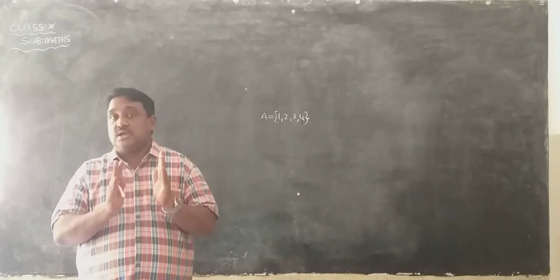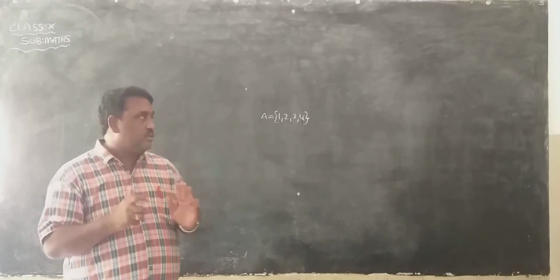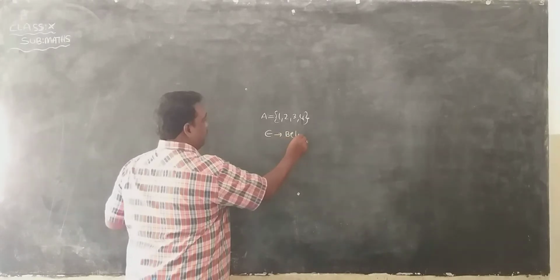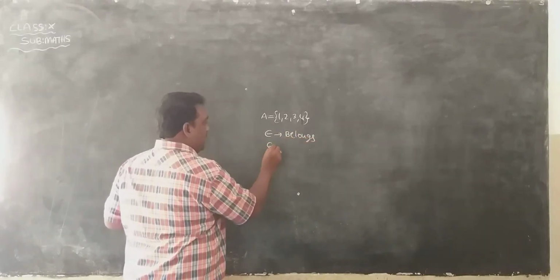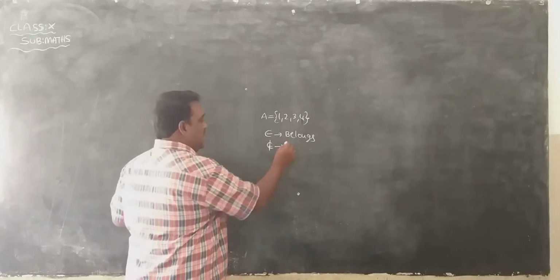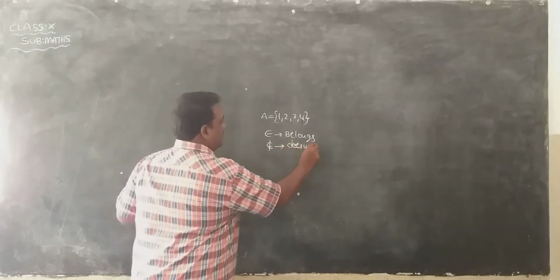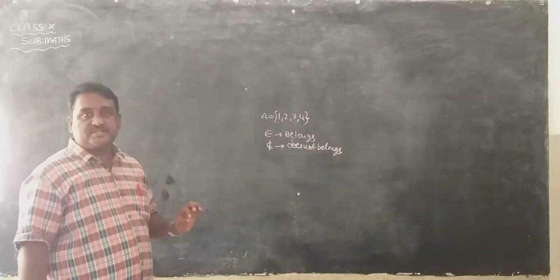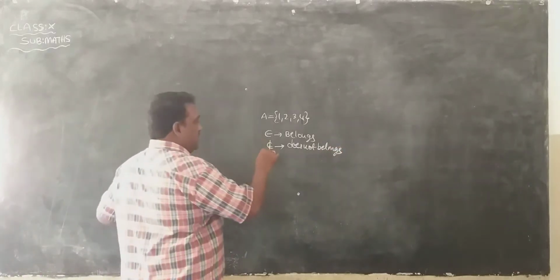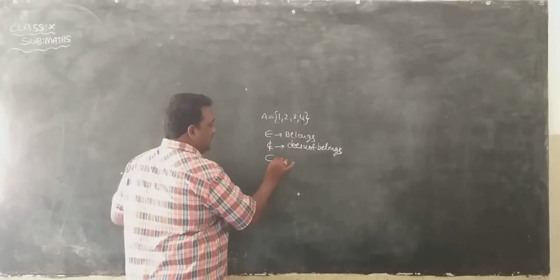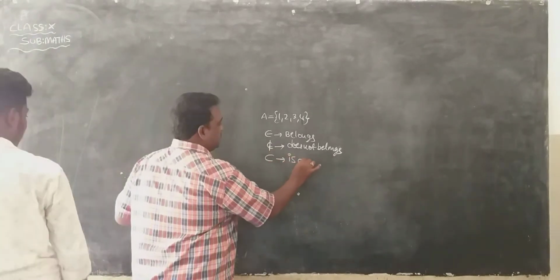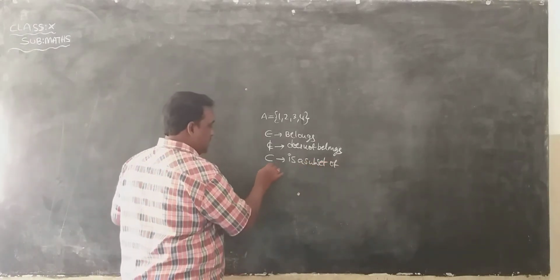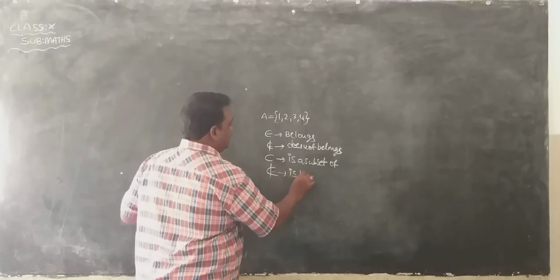Next, I told some symbols. The symbol is what? Belongs. The symbol is what? Does not belong. Next one, the symbol is what? Is a subset of. The symbol is what? Is not a subset of.